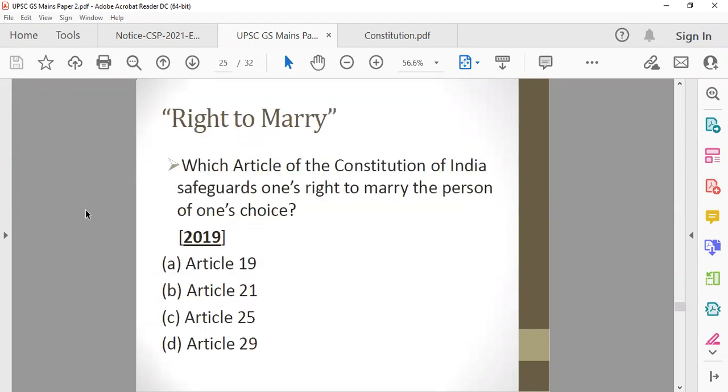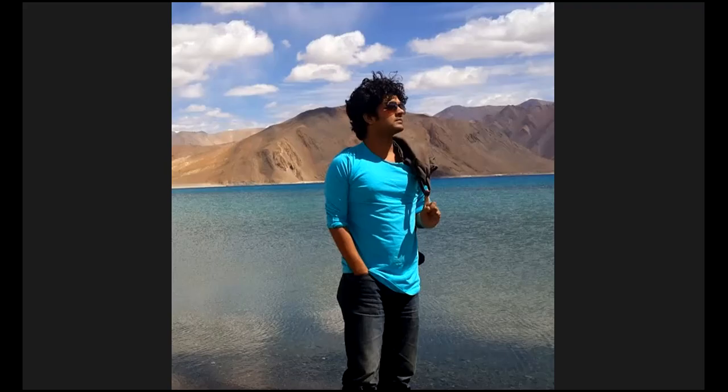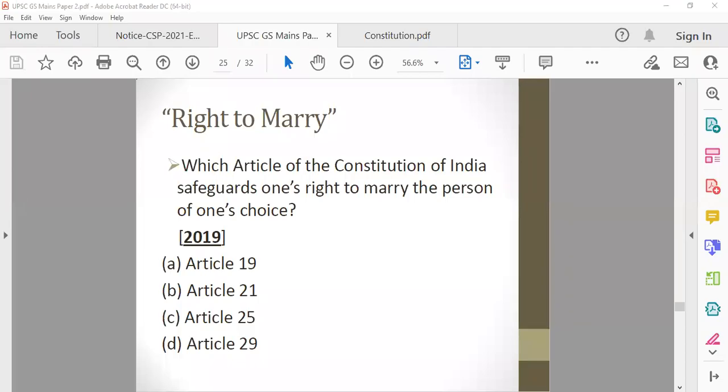A. Let's see some more questions on constitutional features and important provisions. Right to marry. Which article of the Constitution? So we're talking about right to marry. Can we marry anyone we want to? First of all, let's talk about right to marry. For marrying somebody, if you're a boy, you need a girl. If you're a girl, you need a boy. And that's sometimes tough to find. Okay, stupid jokes apart.